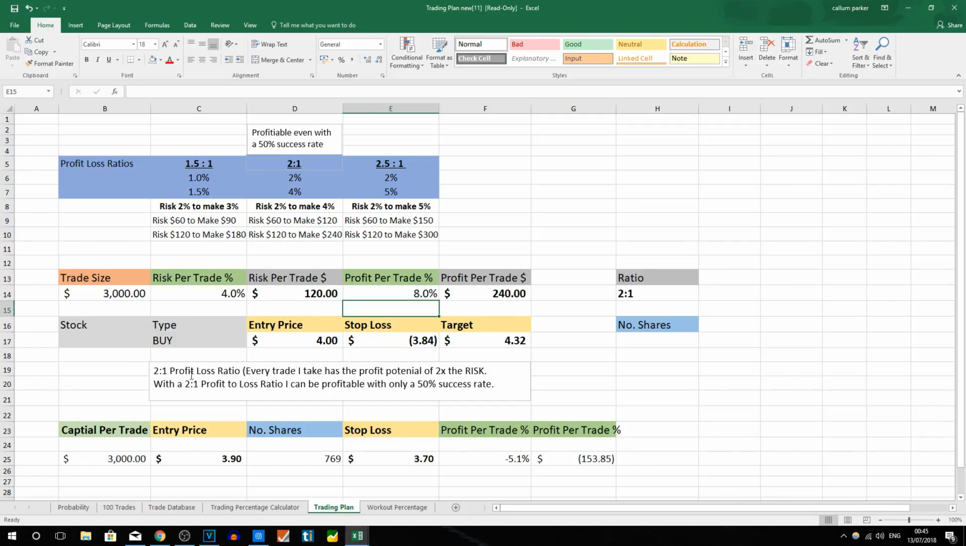And then you can see here I've got a little quote from Ross's book that he put down here. So risk 2 to 1 ratio: every trade I take has the potential of 2 times the risk. So with my profit to loss ratio, I can be profitable with only a 50% success rate. If the risk is 50, my profit is obviously 100.